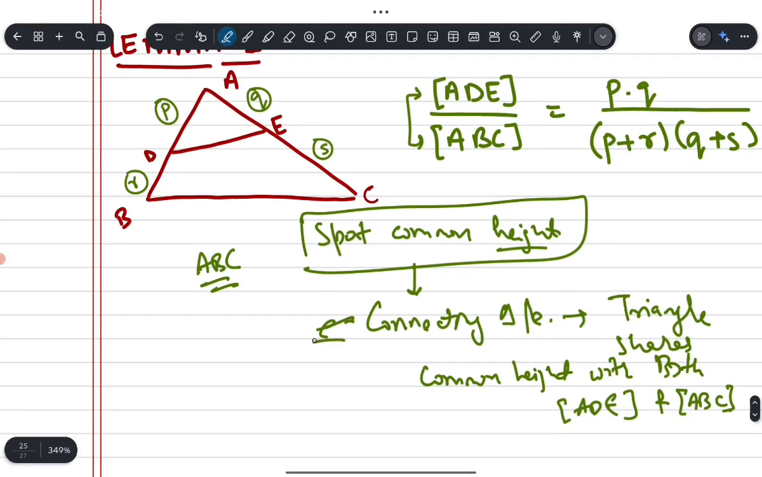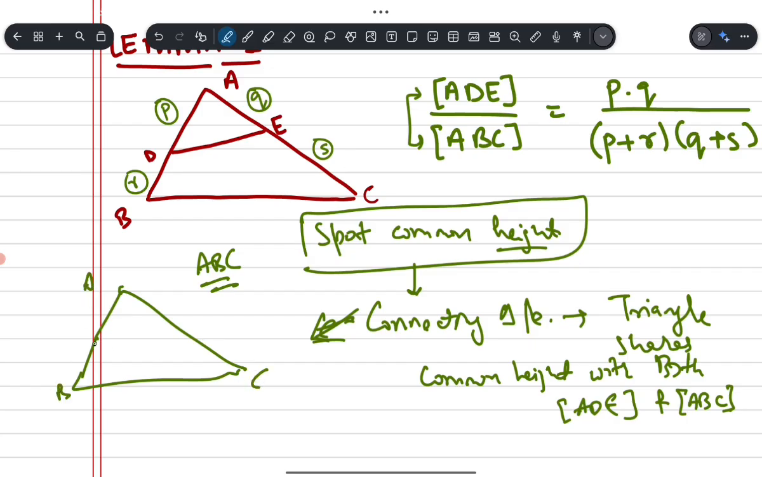How do you find a connecting triangle? One common thing that we do is we have to find connecting triangle between ADE and ABC, right? So we have to connect one vertex of ADE, anyone, you have to spot that on your own, and one vertex of ABC. So let's say if you want to do this, let me connect this.